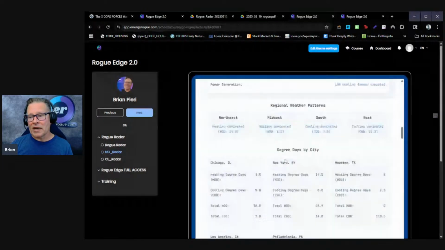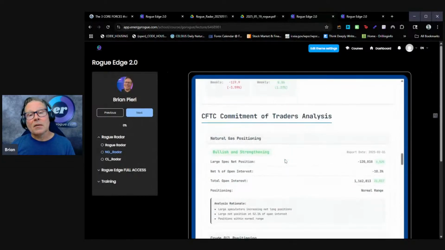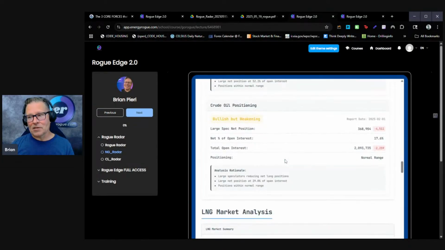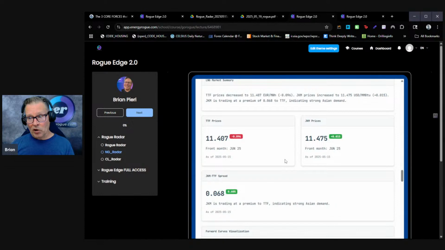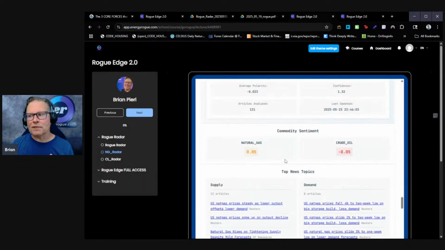Then we have weather analysis, economic analysis, commitment of traders analysis, LNG market, because TTF, which is Europe, JKM, which is Japan, Korea, Asian prices. These are LNG receiving prices. These influence the price of natural gas. So all of this is at your fingertips.